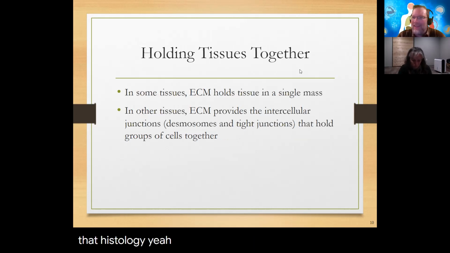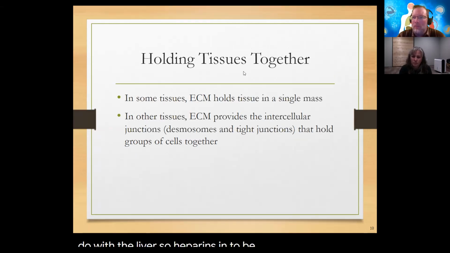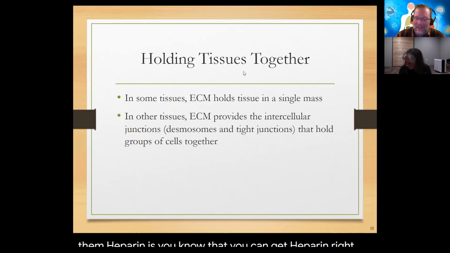Yeah, your body makes heparin. HEPA has to do with the liver, so heparin is going to be made in the liver. Coumadin is like the synthetic heparin, I suppose, or one of them. You can get heparin, right? But yeah, we make it.